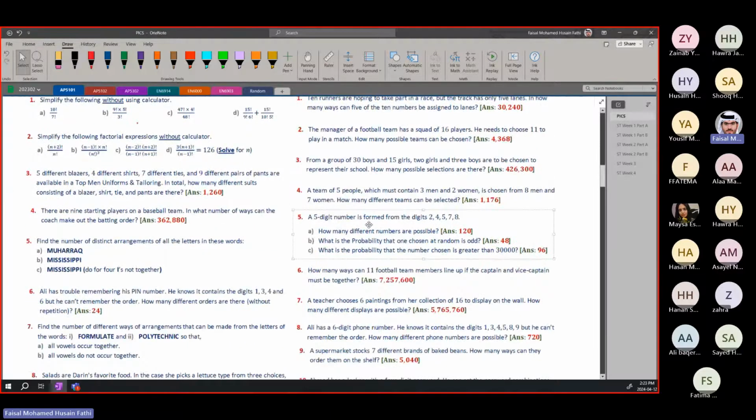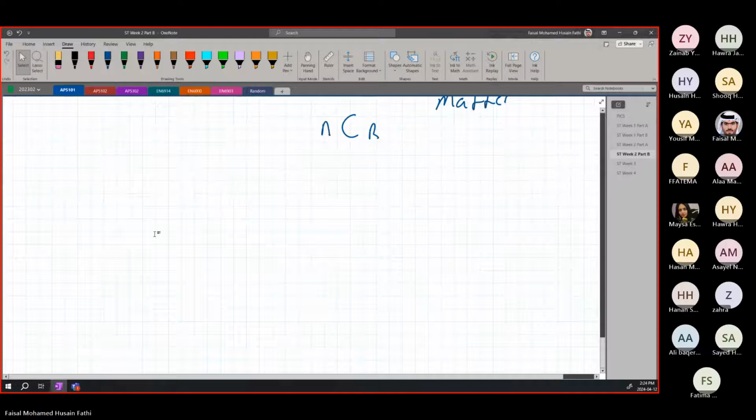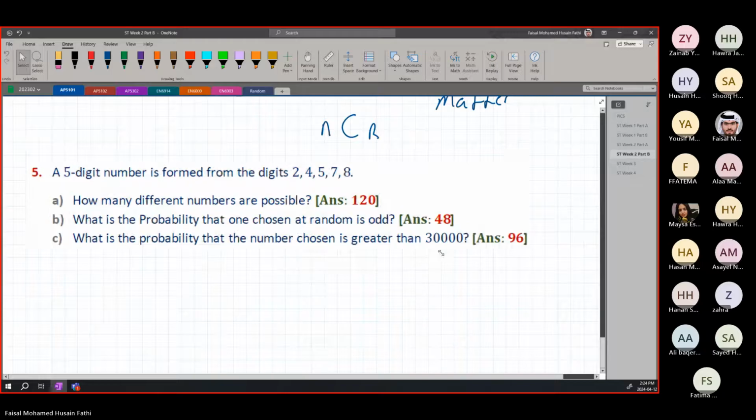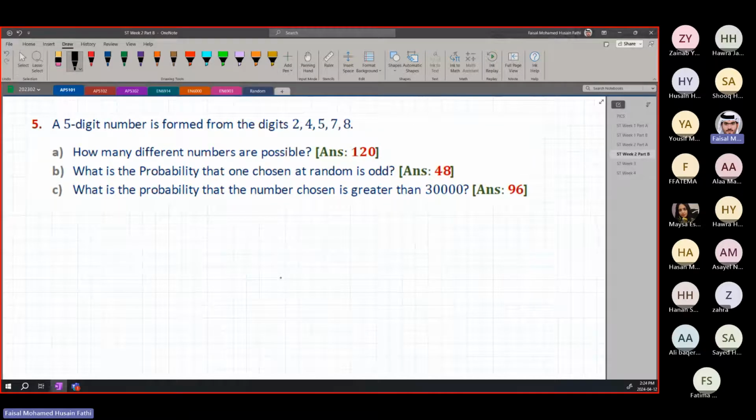Let's do this last one, and then we will move on to probability. So here it says a 5-digit number is formed from the digits 2, 4, 5, 7, and 8. How many different numbers are possible? Okay, so we have 2, 4, 5, 7, 8. So how many different numbers are possible?